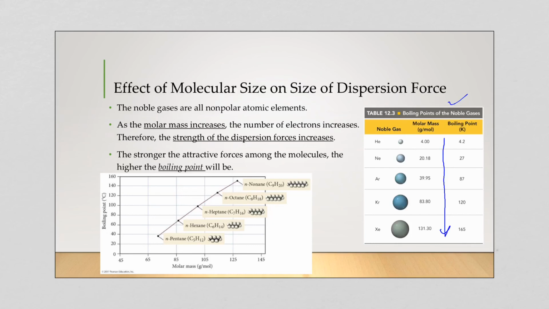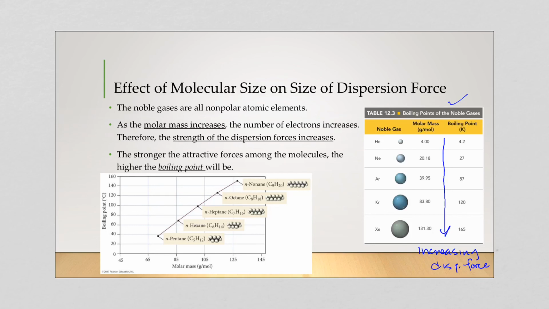But what's increasing the boiling point? That means as you go down, you're also increasing the strength of your dispersion forces. And so the bottom line is larger molar mass, higher dispersion force strength. And the stronger those dispersion forces, the higher the boiling point will be.